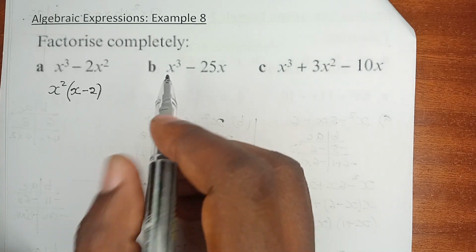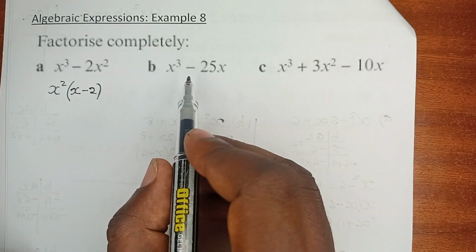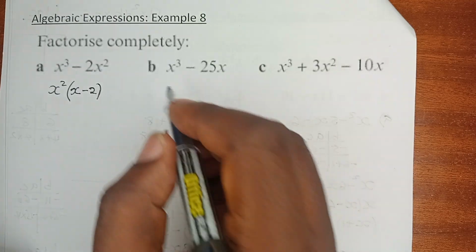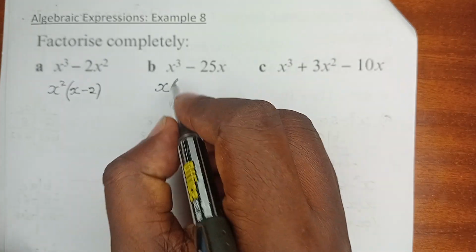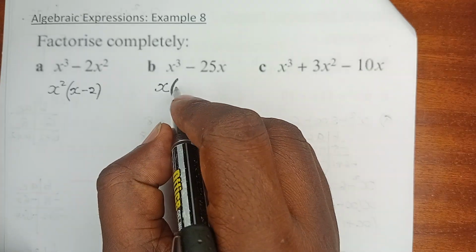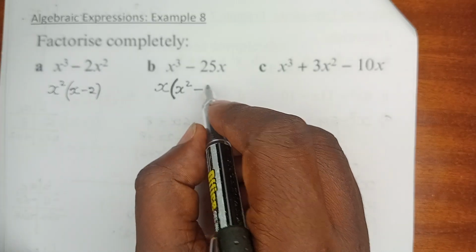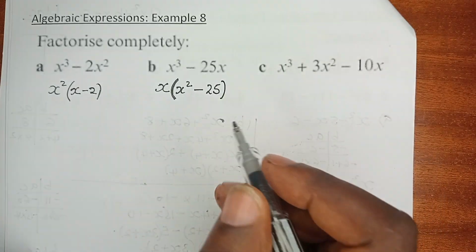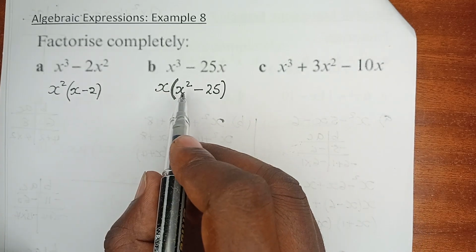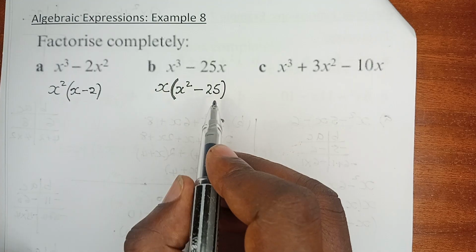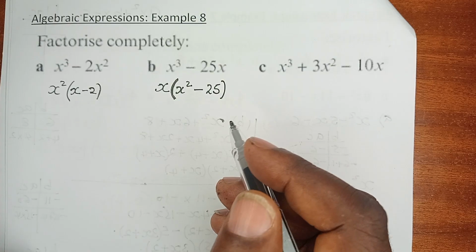If you look at part B, we have x cubed minus 25x. First of all, there is this x which is common, so it's going to be outside, and within the bracket we have x cubed divided by x, which is x squared, minus 25x divided by x is 25. Incidentally, what remains in the bracket now, because x squared is a square and 25 is also a square, it is looking like it's a difference between 2 squares.